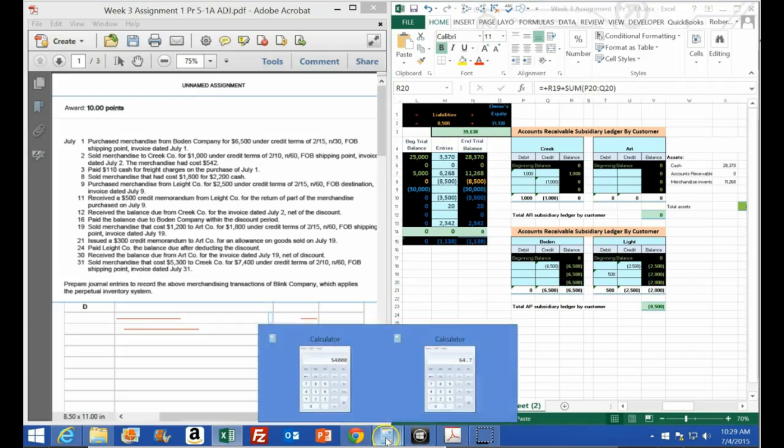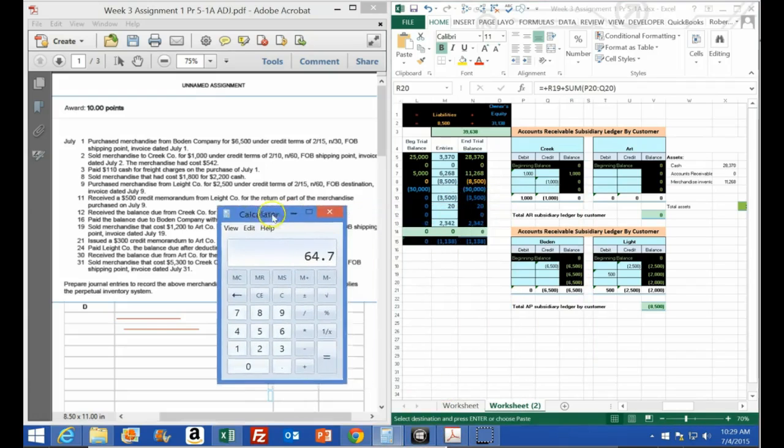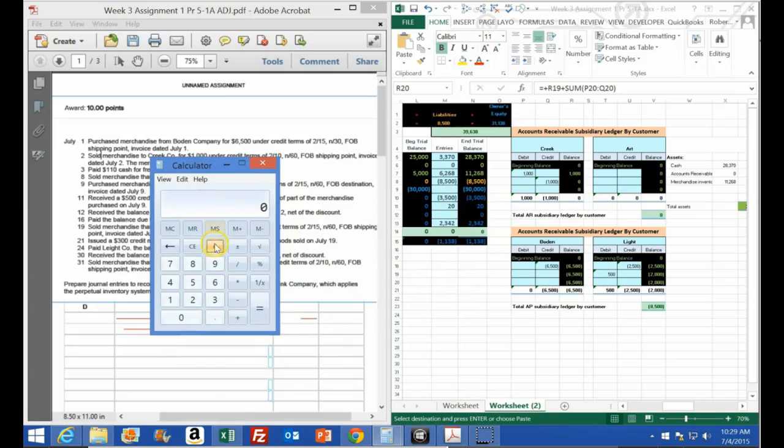And we know that we paid within the discount. So if we think about the discount period here, we're going to say, okay, 6.5 we owed to Bowdoin. The discount is 2%. So times 0.02, that gives us 130. So how much do we pay? 6.5 minus 130. And that gives us the 63.70.